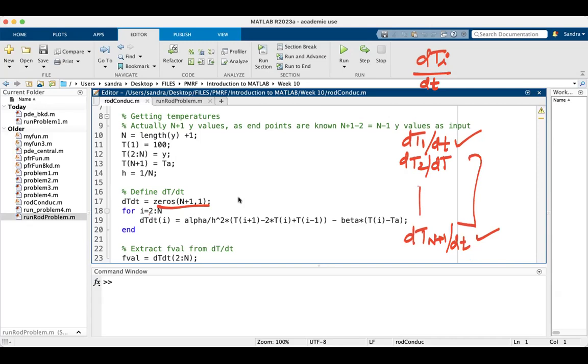So what will be that function? That will be written alpha by x square. This is the central difference equation: T i plus 1 minus 2 T i plus T i minus 1, plus beta times (T i minus T alpha). Whatever we saw in the PPT, that equation will be written here.